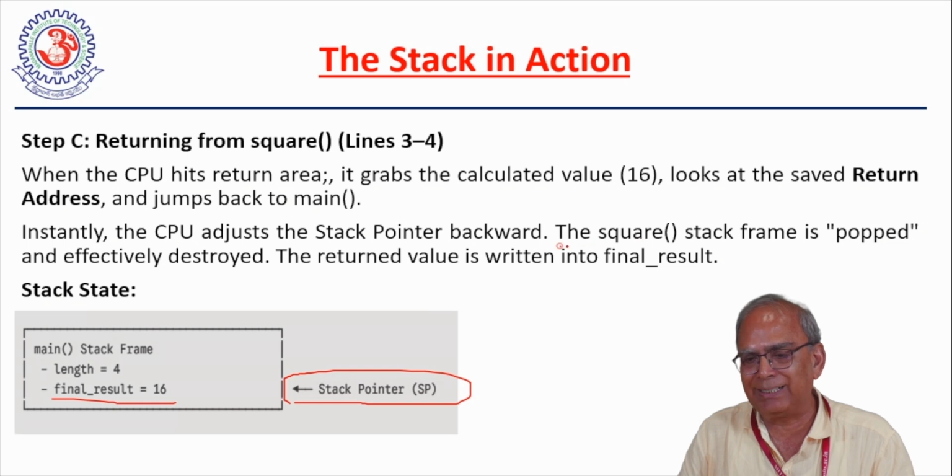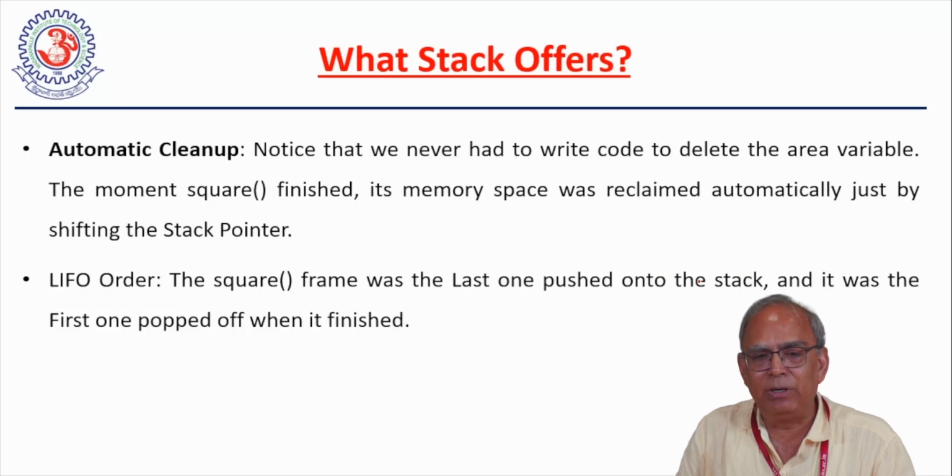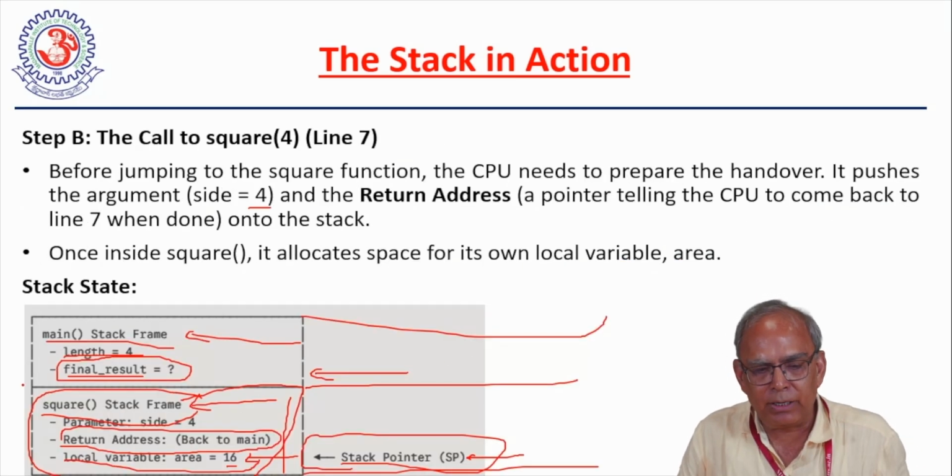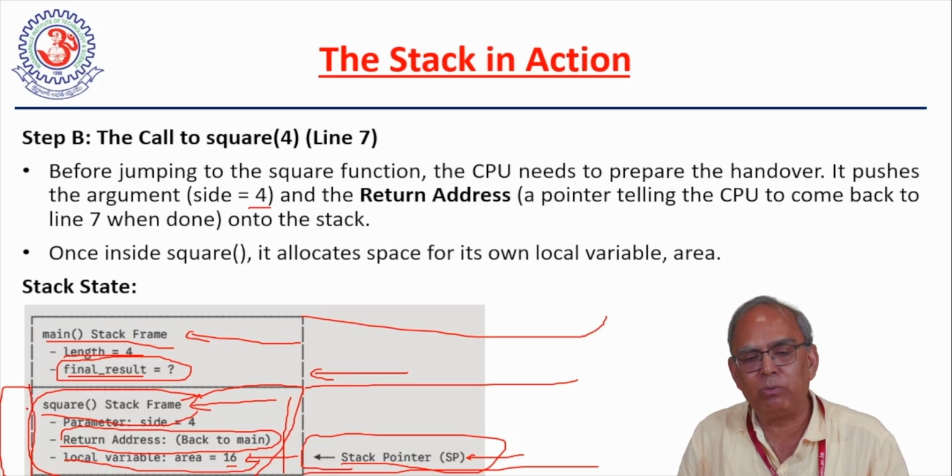What we have already discussed, that it will be popped up, that is, it will be deleted and effectively destroyed, and the return value is written onto the final result. The stack will do this. If you had been using static memory allocation, you would have been required to delete this portion of memory manually. So you would have needed to write the code for deletion of this memory also.